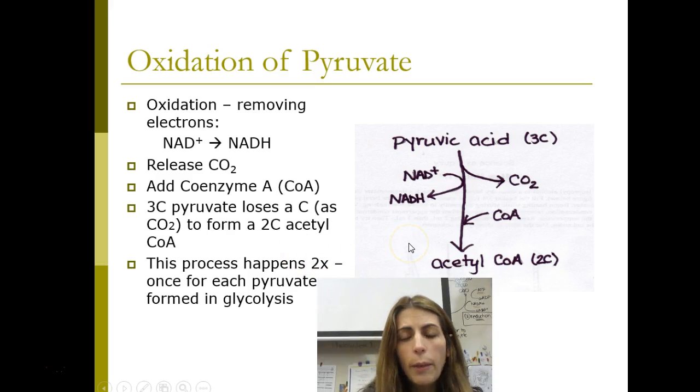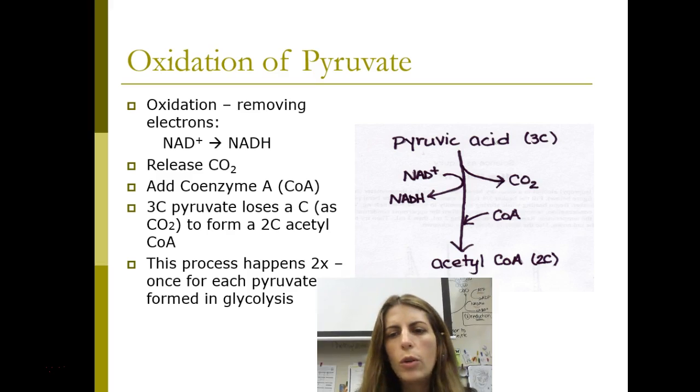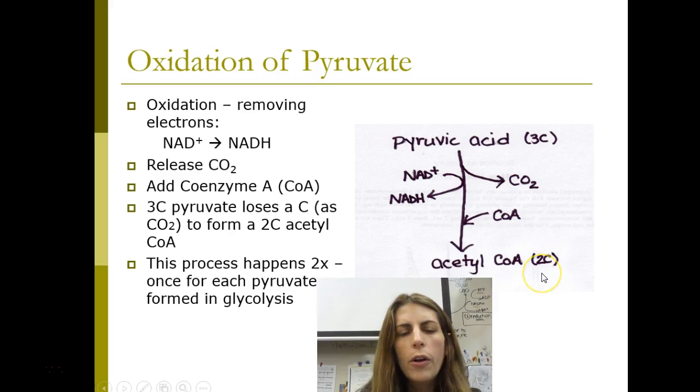This process happens twice because remember we had 2 pyruvic acids coming in from the single glucose molecule. So every round this will happen twice. So 2 acetyl-CoA, 2-carbon molecules are entering our Krebs cycle. And the Krebs cycle is where the magic starts to happen. So let's take a look.